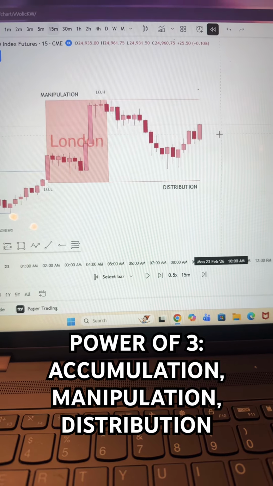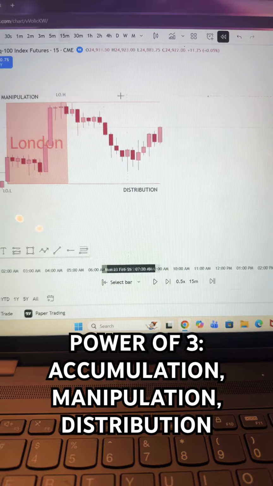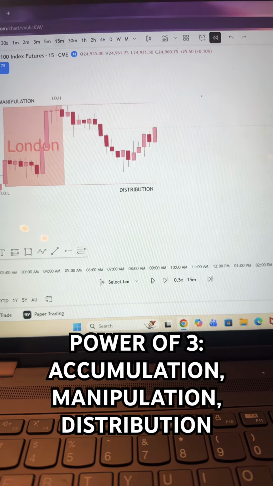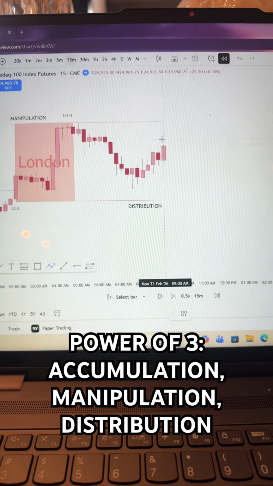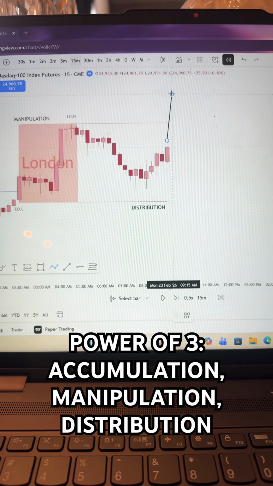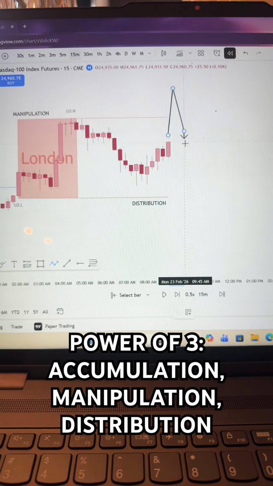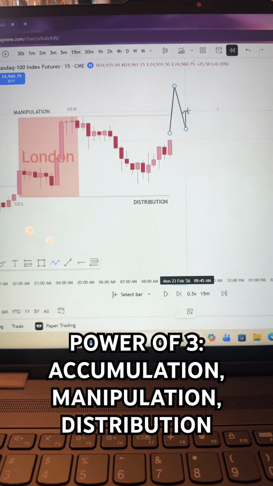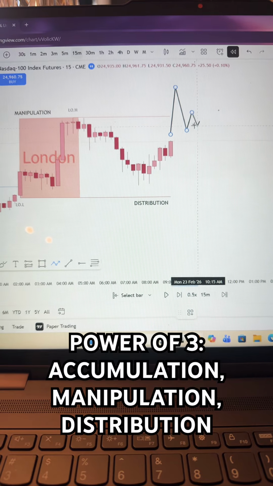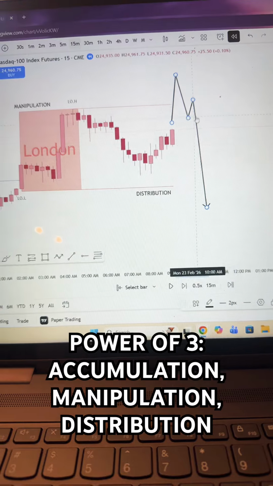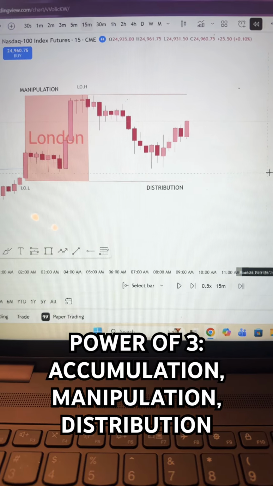So in order for me to take the trade, I want to see London high get swept. I want to see a clear sweep with displacement, and then I want to see a nice displacement candle come down, and then I want to see it tap back into a fair value gap on the smaller time frame, and then ride it to the next lows or next liquidity grabs.